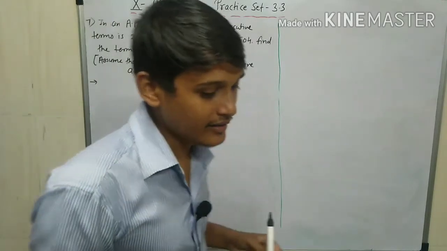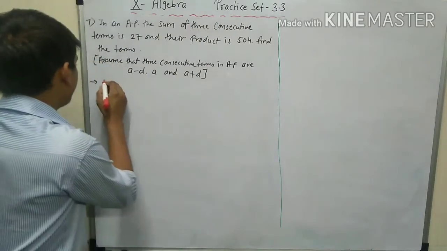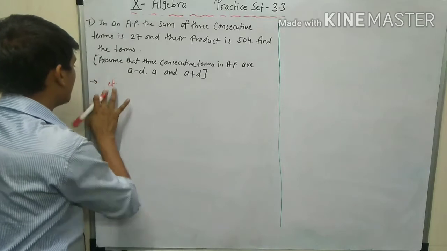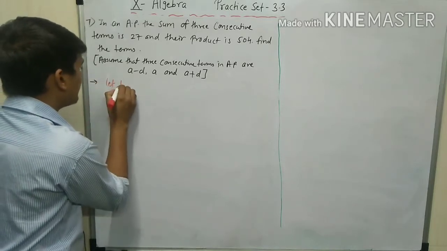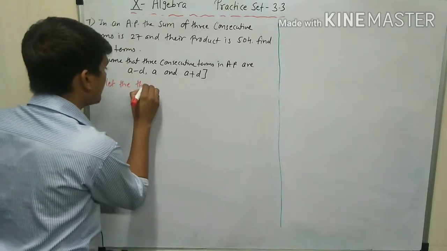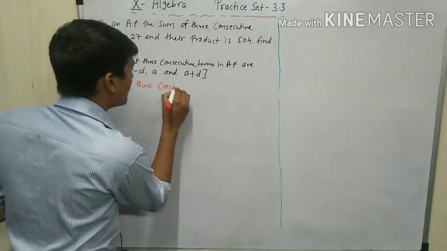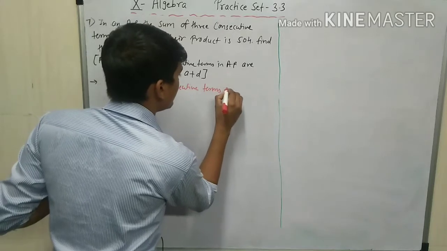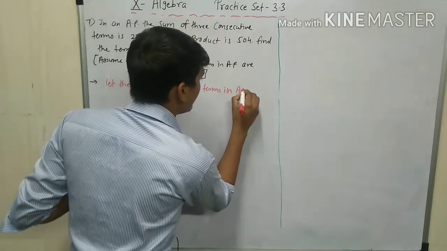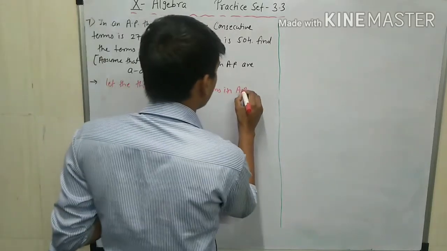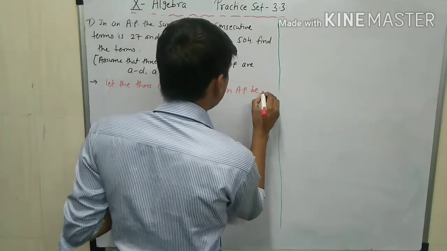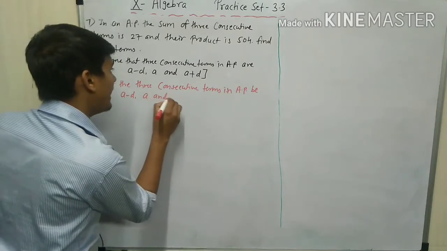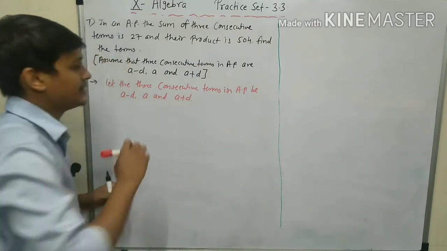We can write here, let the three consecutive terms in AP be a minus d, a and a plus d.